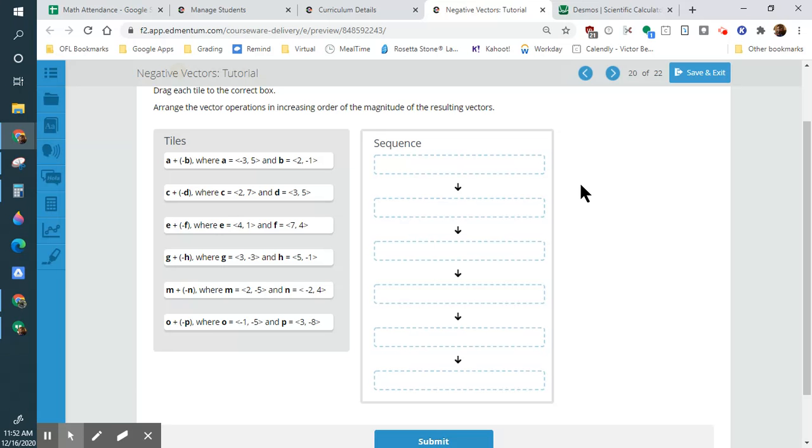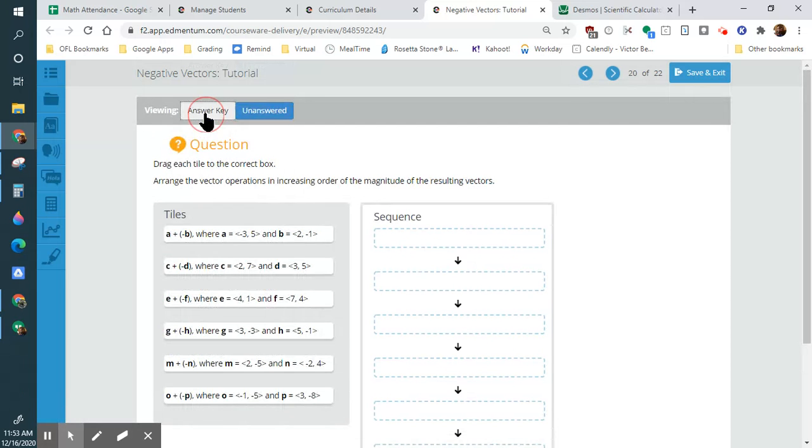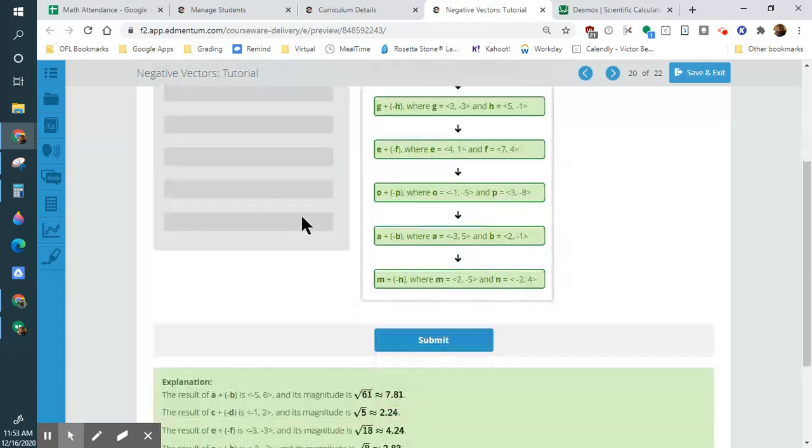All right, so they want us to basically subtract b. So this is going to be negative. Oh, and they still want us to do the magnitude? No, Edmentum, I'm sorry. I don't want you doing all this work because Edmentum needs to stop. This is ridiculous. Rank everything by the magnitude? No. We'd have to add them together and then do the magnitude, because that's the only way they know how to put the answers in. I'm just going to click answer key. I'm sorry, Edmentum, that's ridiculous.